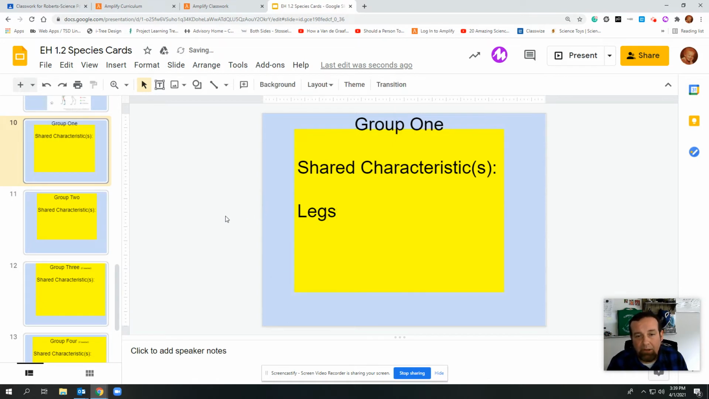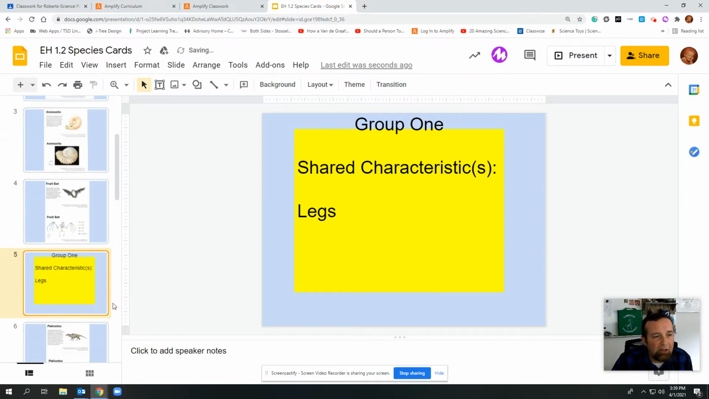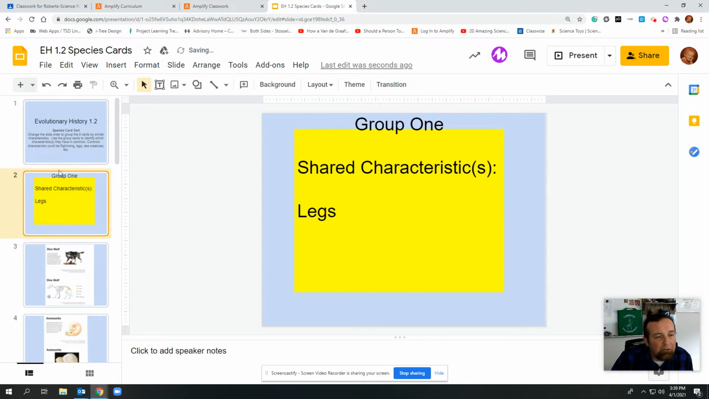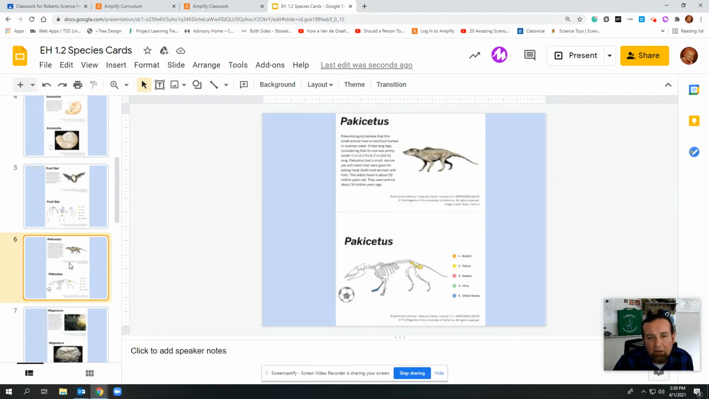I'm just going to put that in there for group 1. And I'll take my card, my slide, and put it right at the top. So I'm going to group everything that is in this group 1, because I chose legs. I'm going to put it right underneath. So what else has legs?